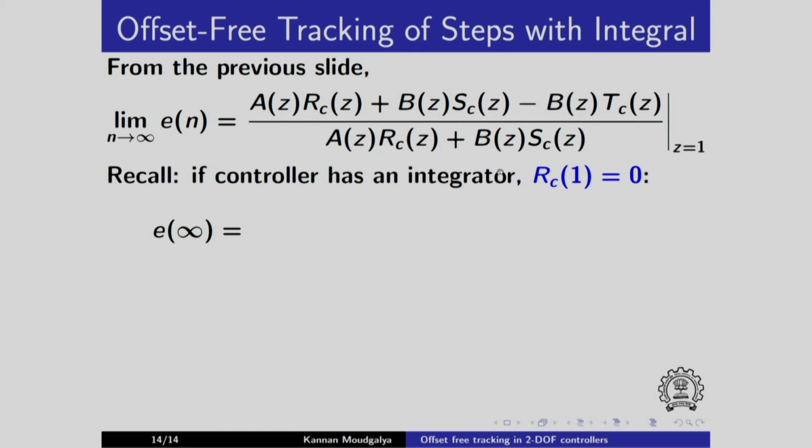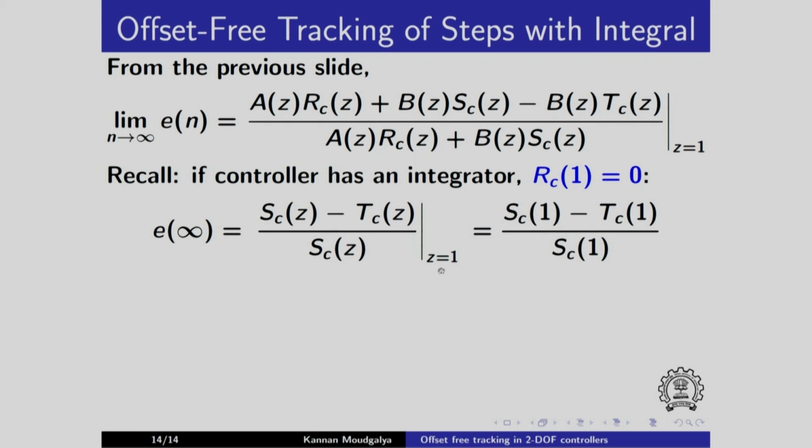So I can cancel this out and I get SC of Z minus TC of Z divided by SC of Z with Z equals 1, and I want this to be equal to 0 because this is the steady state offset or steady state error given by E infinity, and when I substitute Z equals 1 I get this SC of 1 minus TC of 1 divided by SC of 1. I want this to be equal to 0.